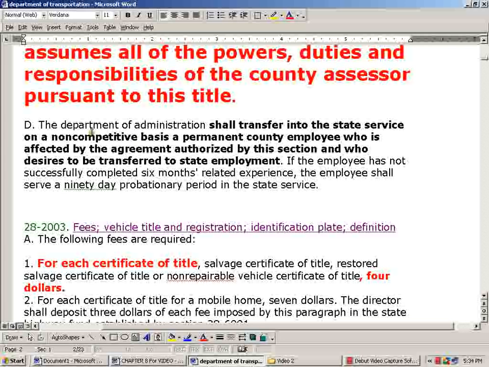Right, the Department of Administration shall transfer into the state service on a non-competitive basis a permanent county employee who is affected by the agreement authorized by this section and who desires to be transferred to the state employment. That's the county assessor they're talking about. Going to make the county assessor a state employee. So I guess he's taken the job with him and the duties with him to the state.